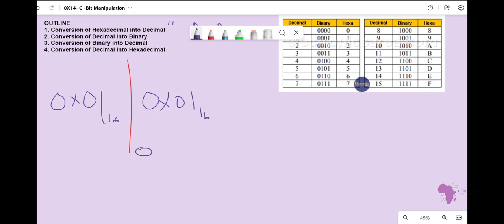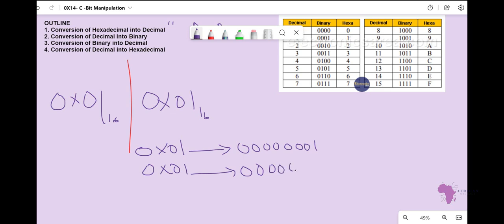So the binary of 0x01 is equivalent to 0, 0, 0, 0, 0, 0, 0, 1. The same case applies to the other one, 0x01, which is equivalent to 0, 0, 0, 0, 0, 0, 0, 1, like that. And then remember this is OR. OR means that whenever you have at least one, whenever you have either 1, 0 or 0, 1, it will still be accepted as true. Even if it is 1, 1, it will be true.